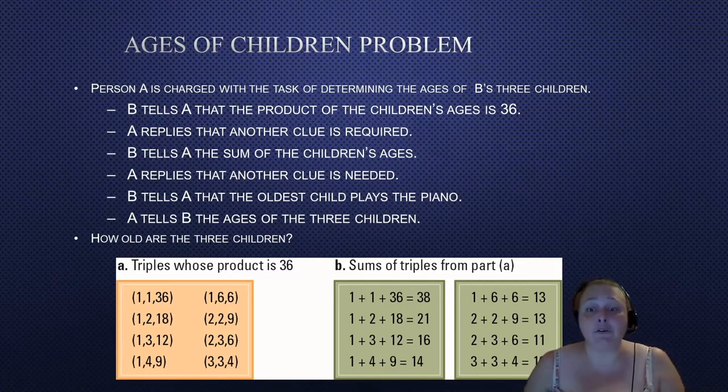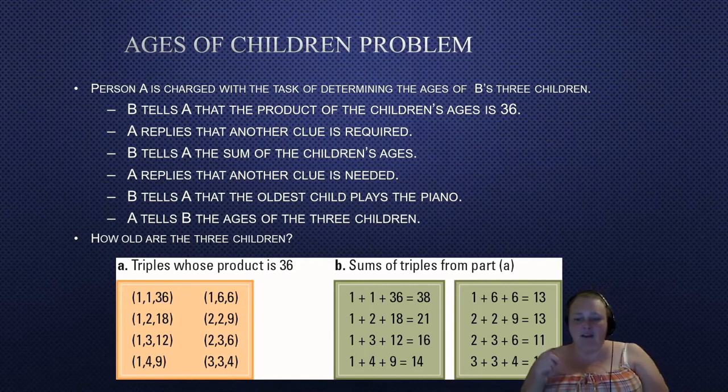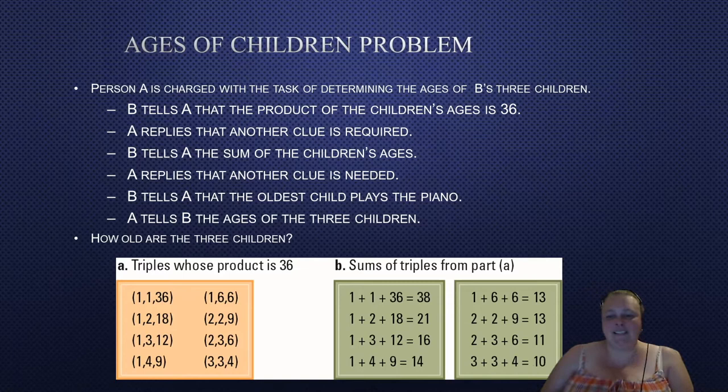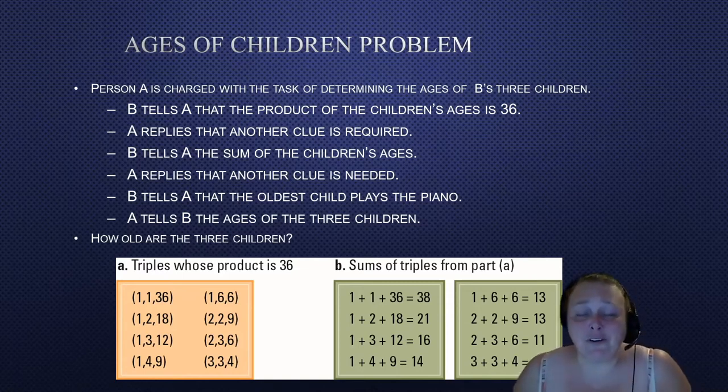The next part of the clue that we have is that B tells A the sum of the children's ages. So now what we can do is sum those triples that we came up with and get the sum. Okay, that's what this portion does. So you can see that if you know the sum, there's a duplicate between the 1 6 6 and the 2 2 9, but all the other ones are unique numbers. So if you know the sum, you know the ages.